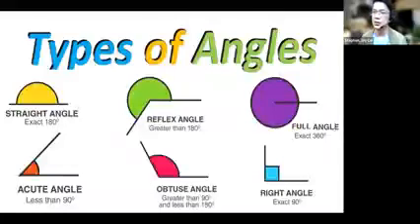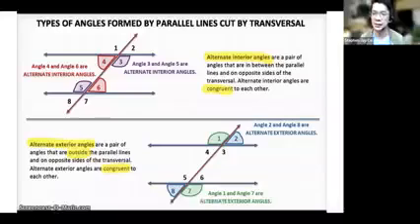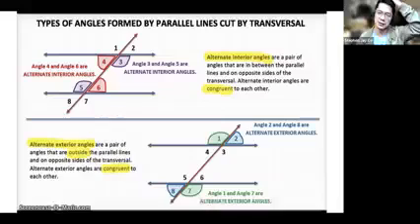Next, for geometry, we start with the basics, of course, would be the lines, points, and planes. And we have the different types of angles: straight, reflex, full angle, 360, acute, obtuse, and right. And then the parallel lines cut by a transversal. You have the corresponding, the vertical, alternate interior, and alternate exterior angles.